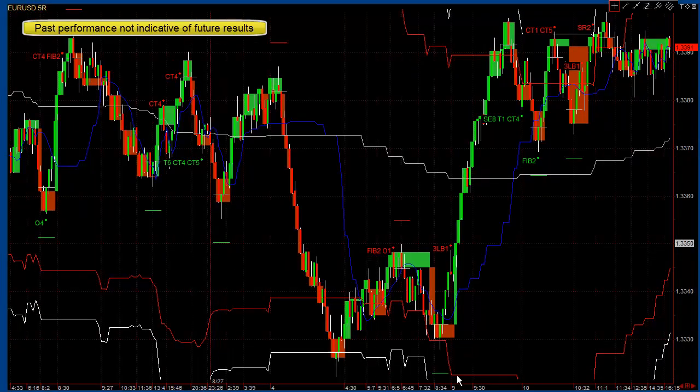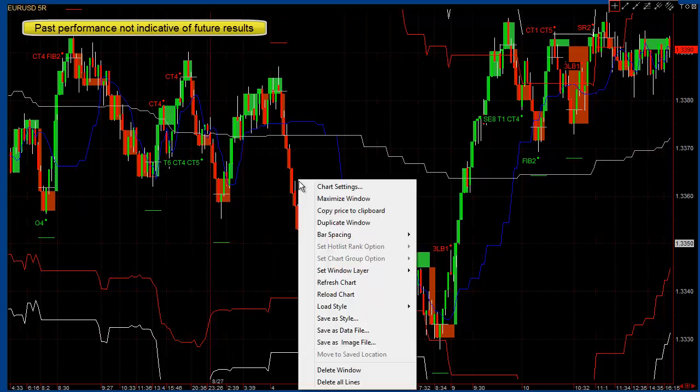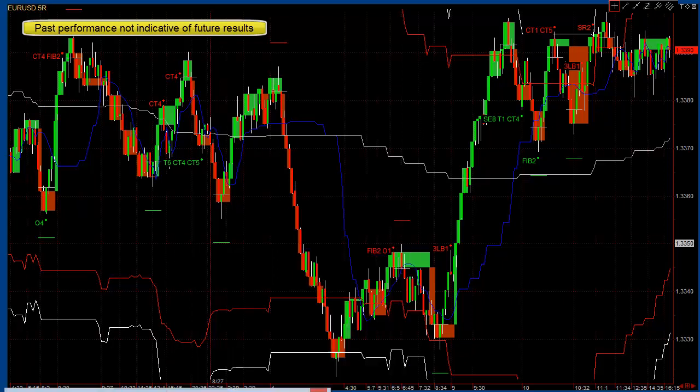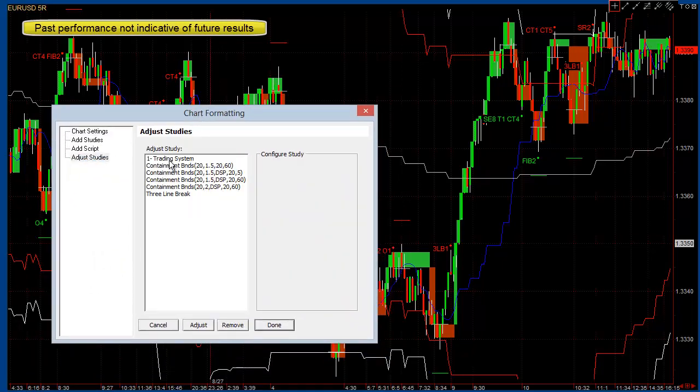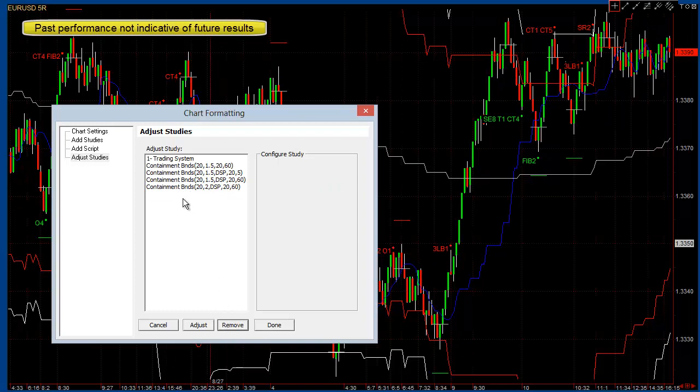For those of you who don't want to learn how to trade, I still always recommend using our containment bands. It shows you the hourly moving average. Above it, it tends to go up. Below it, it tends to go down. I have some other things on this chart that I was experimenting with to improve our systems, such as a 3-line break.